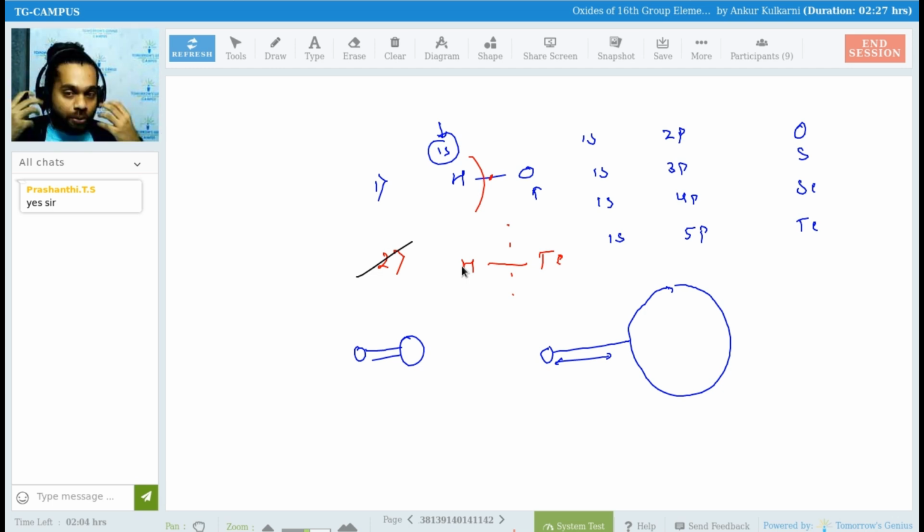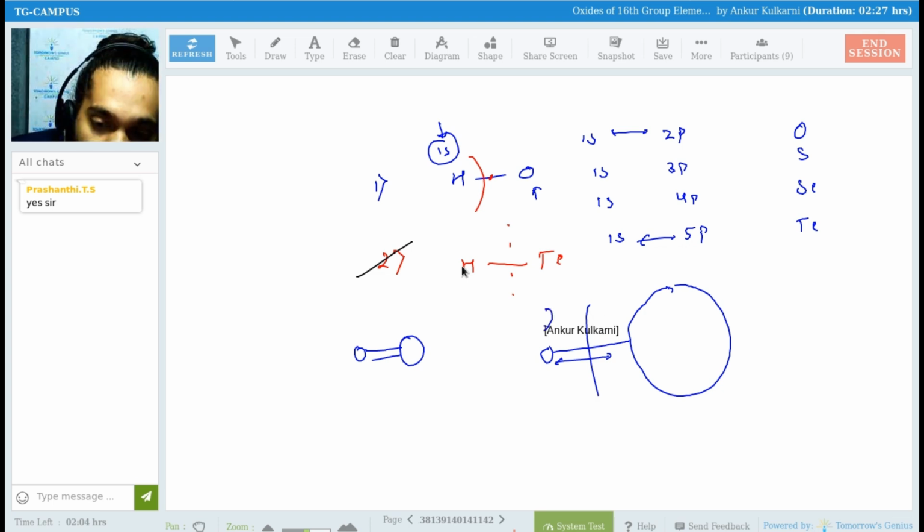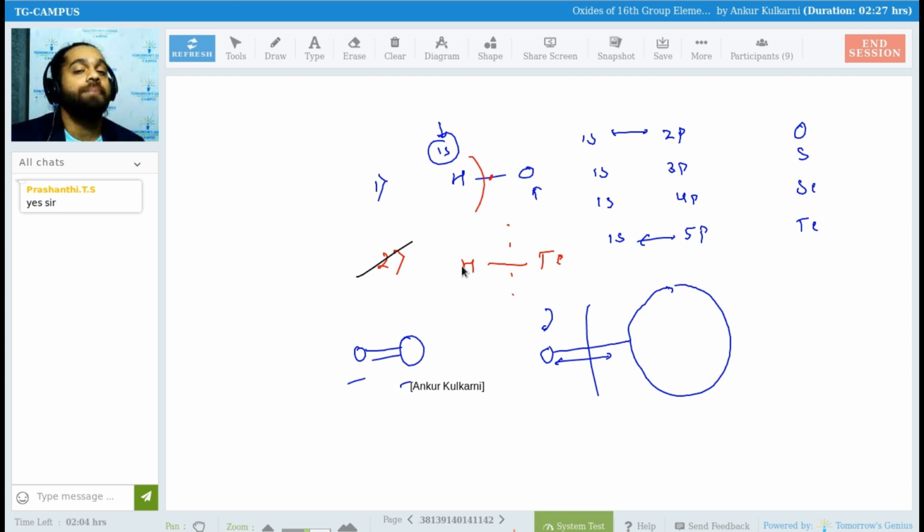So your ant is not able to hold up that elephant itself. That has to be separated, no matter what logic you use. So obviously 1s2p hybrid overlap is good, better than 1s5p, correct? This will break. Are you getting it? And hence this will be gone away more easily as compared to the hydrogen that is attached to the oxygen.